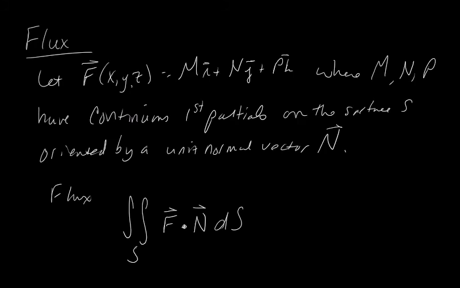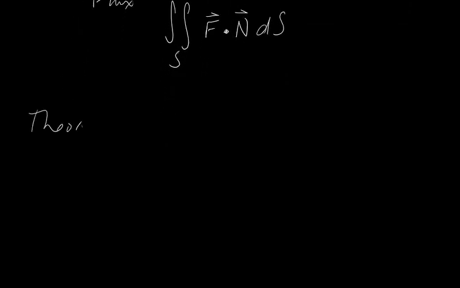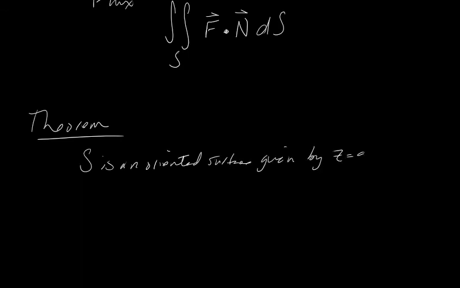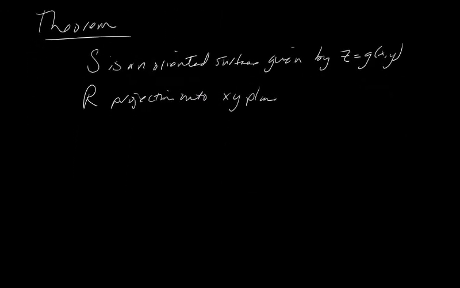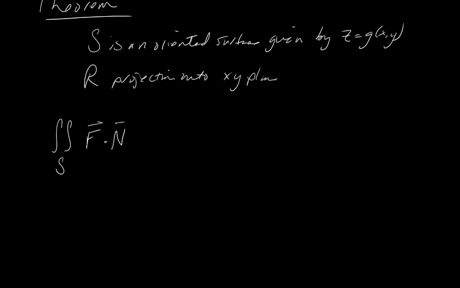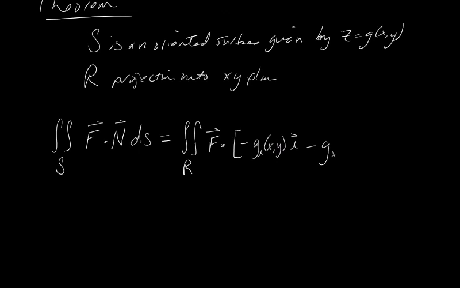Now let's see what that's actually equal to. So this is a theorem in our book. This is how to evaluate it. So if S is an oriented surface given by z equal to g of x, y, and R is its projection onto the xy plane, then that integral we have up there, the flux, is equal to the double integral over the region R of F dotted with negative g sub x of x, y in the i direction, minus g sub y of x, y in the j direction, plus k dA. Okay?